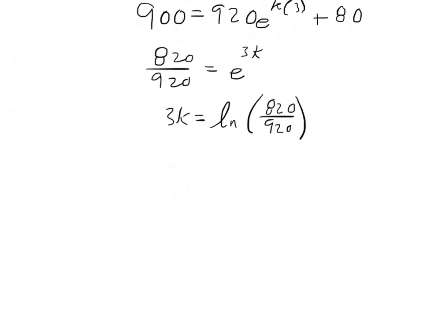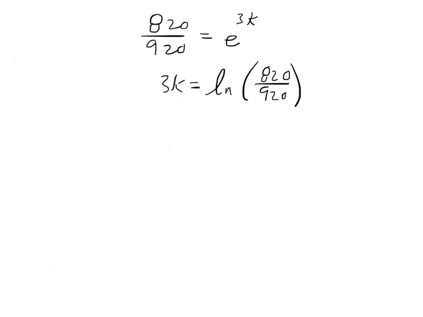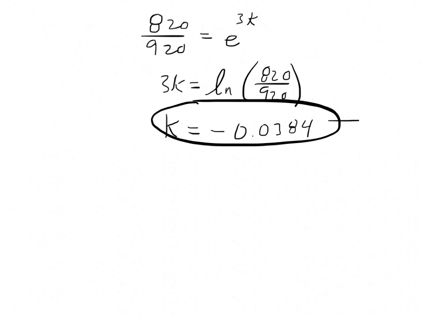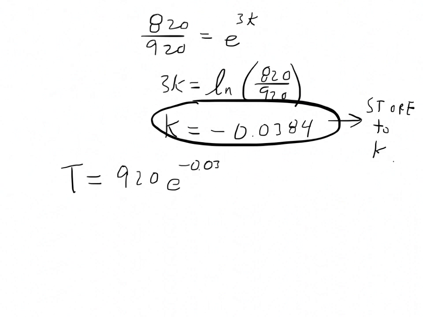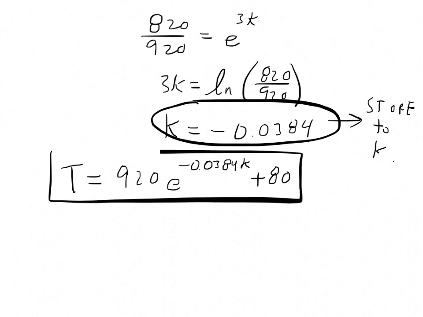And again, I'm assuming we can do the arithmetic here in the calculator usage. You do that natural log, you divide by 3, you'll find out that k is going to be negative 0.0384. And as I mentioned in the previous video, please, please, please store this, right? Store it to k on your calculator. But long story short, the temperature of the object is 920 e to the negative 0.0384 k plus 80. That's the answer for part A of the problem, right?